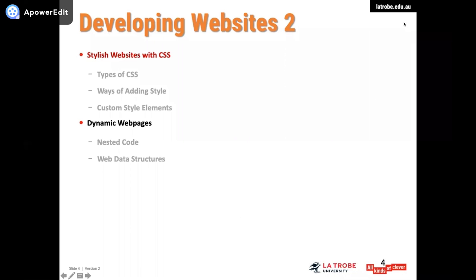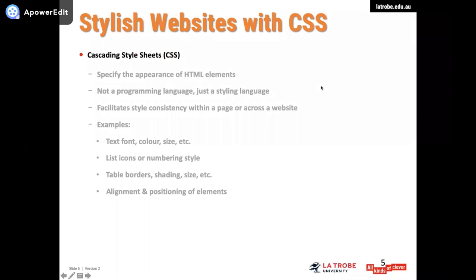So first is stylish web design about the CSS. CSS, as we introduced last week, is called Cascading Style Sheets. It specifies the appearance of the HTML elements. And this is not a programming language, it's just a stylish language, or you can call it a script.